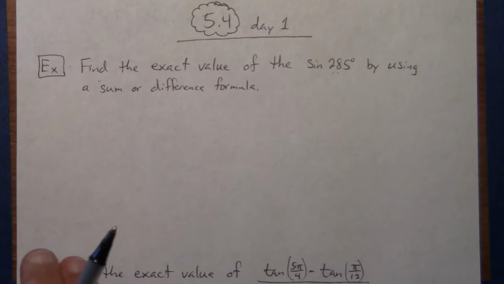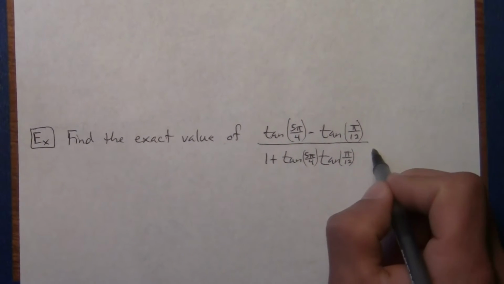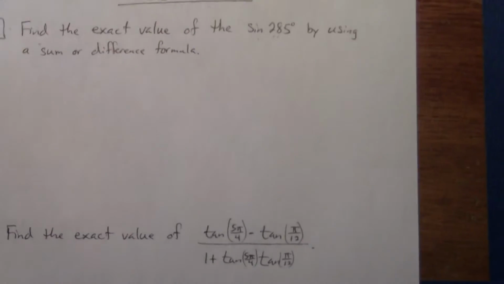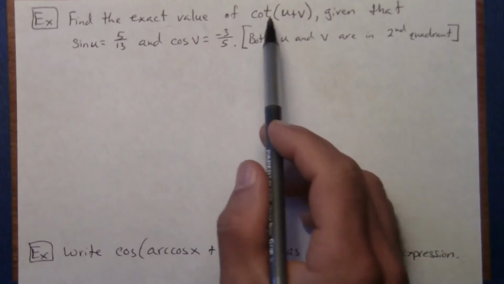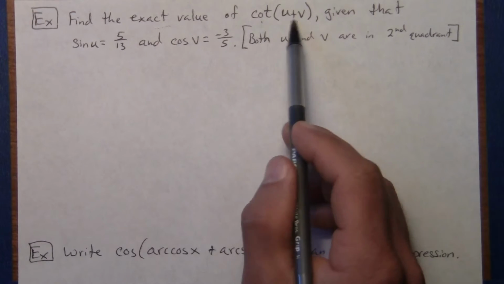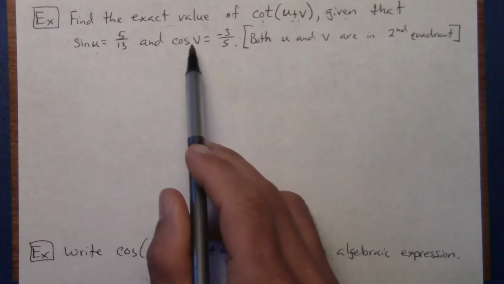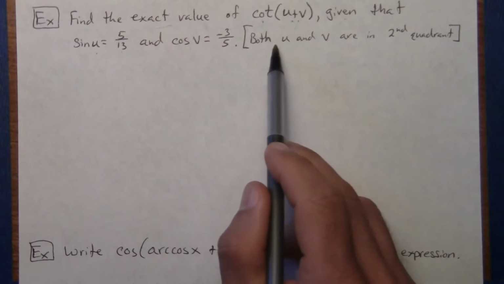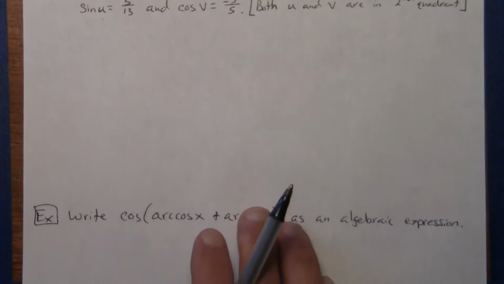Another one that we'll take a look at is going to ask us to find the exact value of this expression. Exact value meaning no calculator, of course. Third one, find the exact value of the cotangent of u plus v, so there's a sum or difference formula, given that the sine of u is equal to 5/13, cosine of v is equal to -3/5, and both of those angles are in the second quadrant. You have a couple problems that are similar to this in the homework.